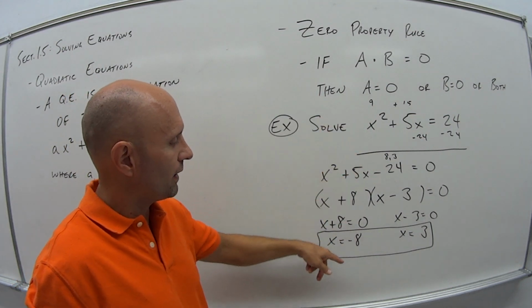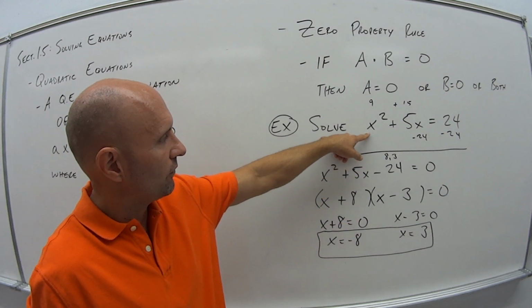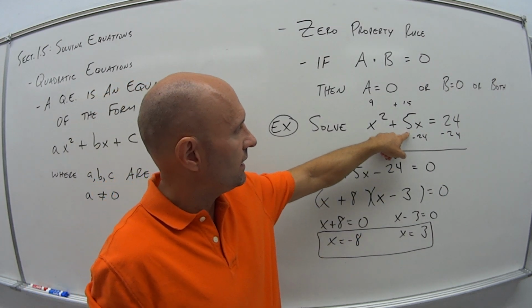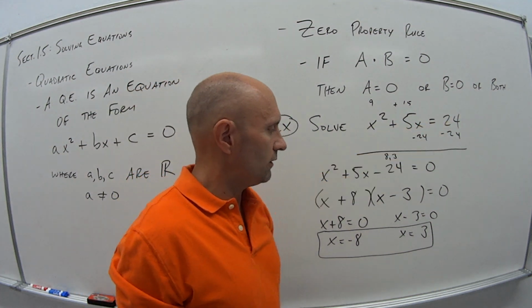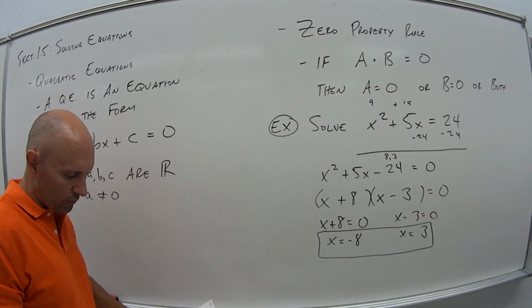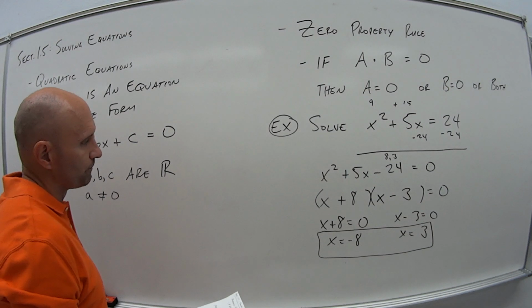And the same thing would work for negative 8. Plug in negative 8, you get negative 8 squared is 64. 5 times negative 8 is minus 40. 64 minus 40 is 24. So again, you can always go back and check your work.